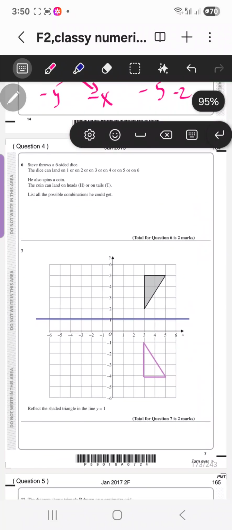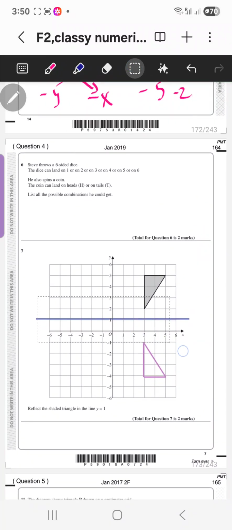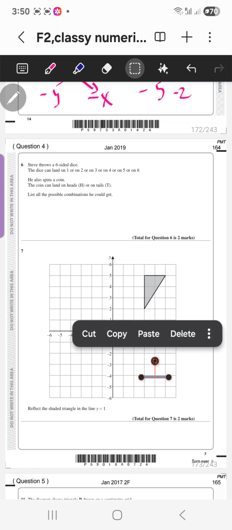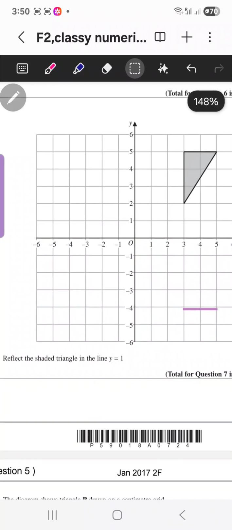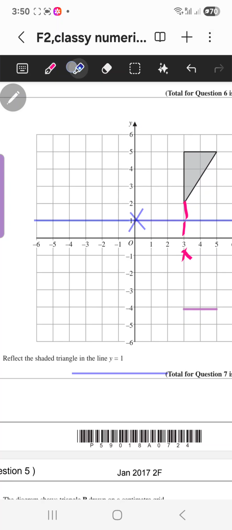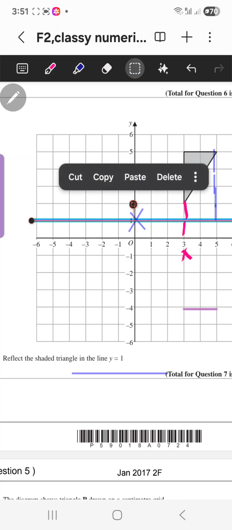Okay, and for this question, we have to reflect this shape on y equals 1. When y equals 1, it is a horizontal line, because we cut the y at number 1. If you move here 1, we move here 1 and mark it as it is. Then we see how many movements there are, 1, 2, 3, 4, to the reflected line. And that is our reflected line.